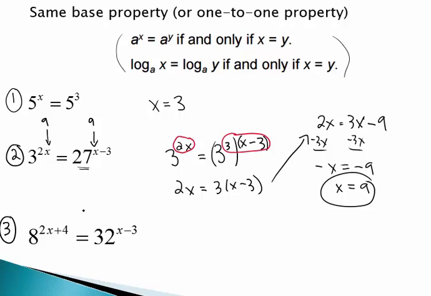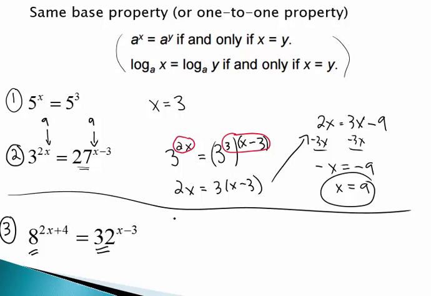All right, number 3. Definitely not the same base there, but I can recognize these as base 2, hopefully. It might take a little trial and error, maybe with the help of a calculator, but I should be able to find out that 8 is 2 cubed. So I rewrite 8 as 2 cubed, and I still have that exponent. And 32 is 2 to the 5th, and I still have that exponent.